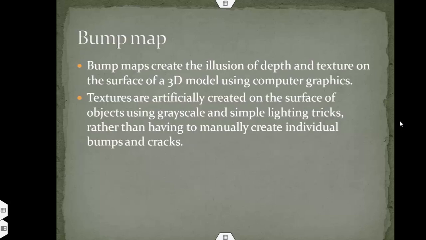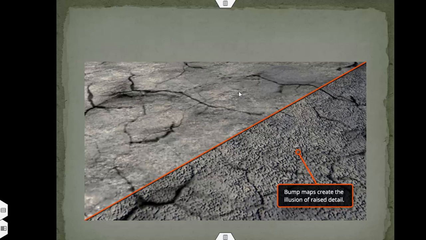The first one is the bump map. Actually, a bump map creates the illusion of depth and texture on the surface of a 3D model using computer graphics. Here we create the illusion of bumps by using various image processing techniques. For example, here we can see that this is the actual texture, but using these small dots, bumps are created so that we have an illusion of very dense details of this ground.